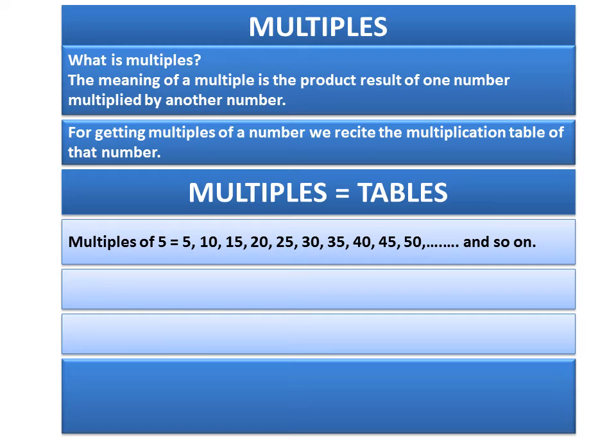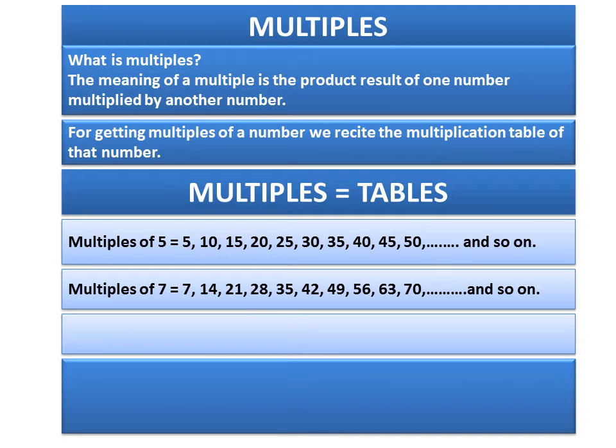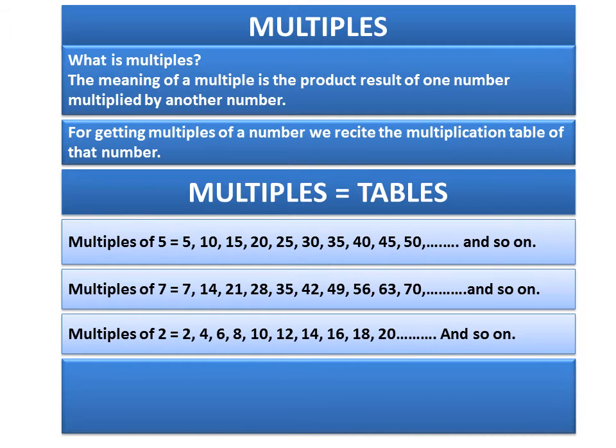Let us find the multiples of 7. Everyone knows the table of 7. So multiples of 7 are 7, 14, 21, 28, 35, 42, 49, 56, 63, 70, and so on. Again, let us find the multiples of 2, and everyone knows the table of 2. So multiples of 2 are 2, 4, 6, 8, 10, 12, 14, 16, 18, 20, and so on.